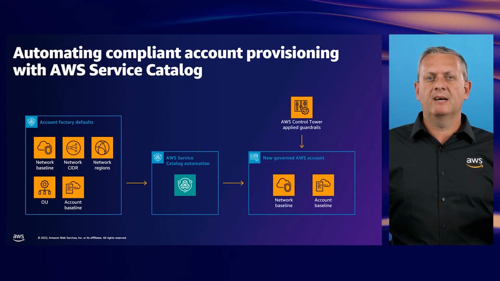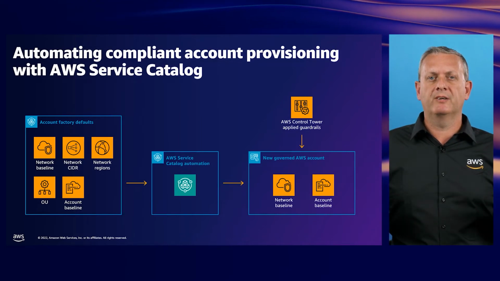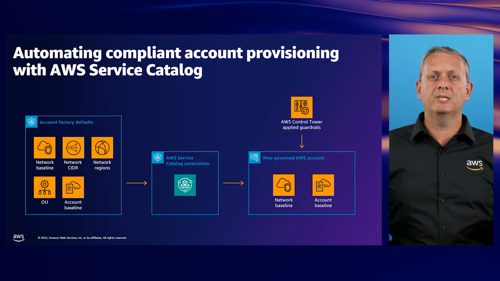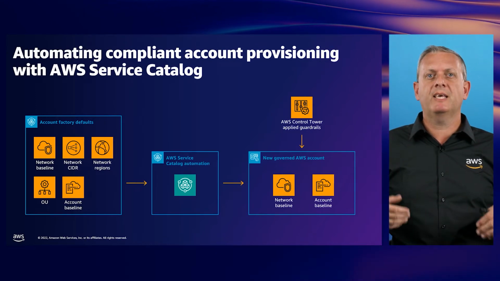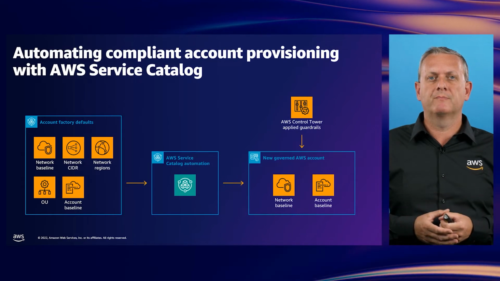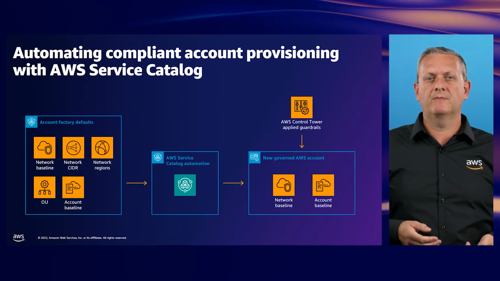Control Tower provides the account factory to govern account provisioning. Account blueprints feature configurable network settings, permitted deployment regions, automatic enforcement of pre-selected account baselines and guardrails, with the accounts created in predetermined OUs. It provides self-service creation of accounts for users via AWS Service Catalog.